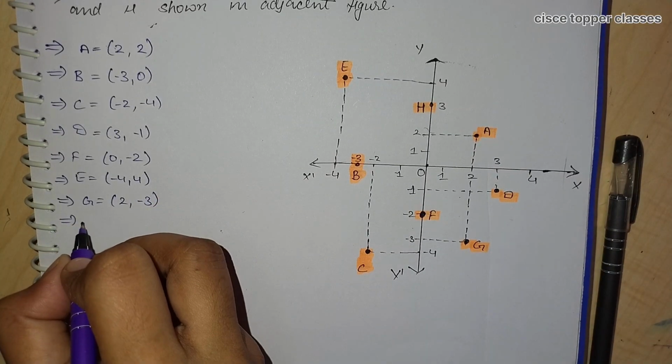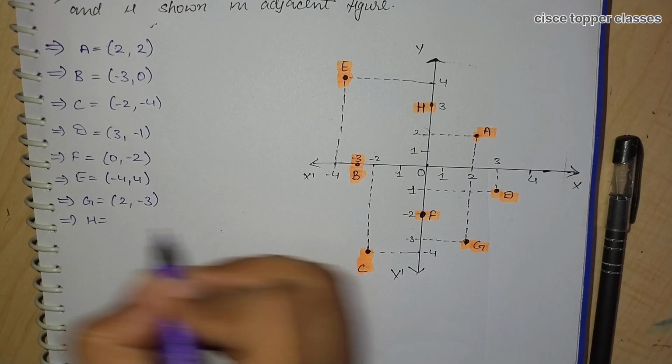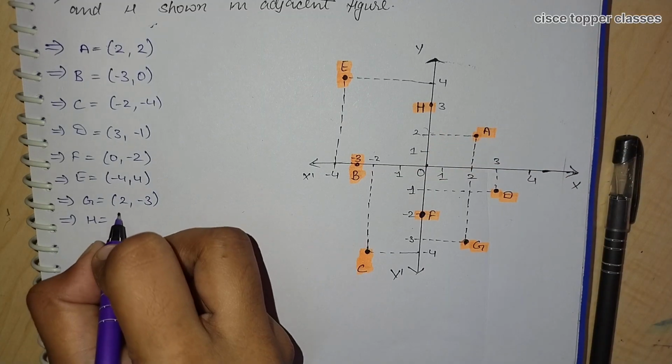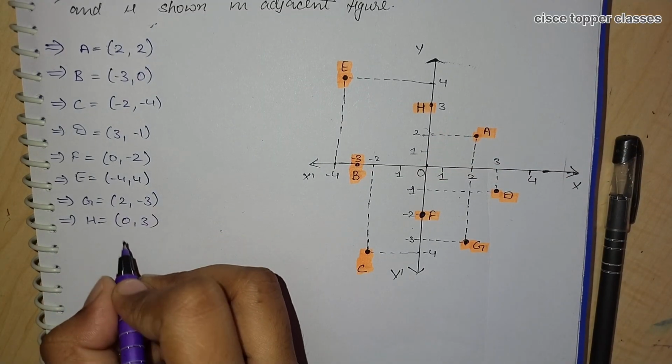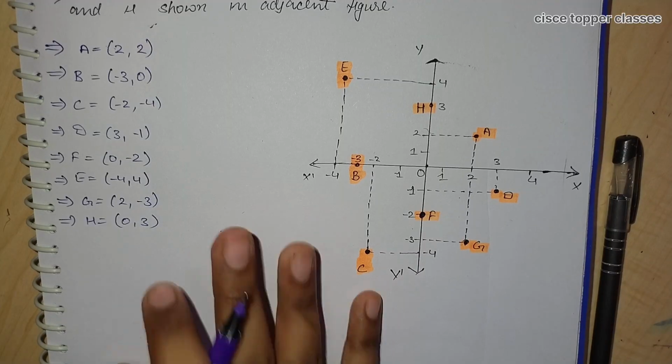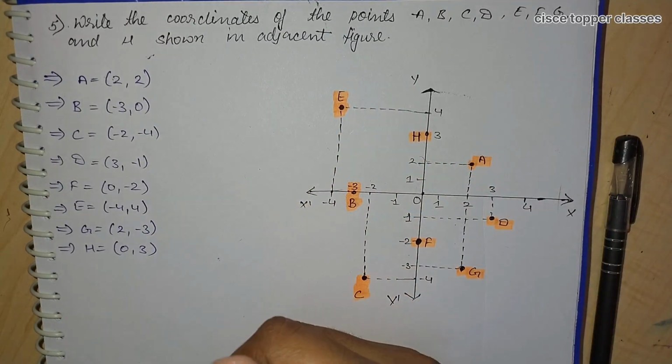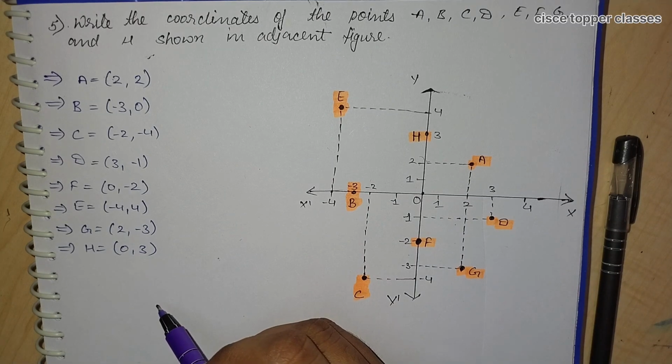Now we have H point as, again, abscissa as 0 and ordinate as 3. So this is 0 comma 3. So this is the final solution of fifth question. We have to find the coordinates of A, B, C, D points here. So these are the points' coordinates.